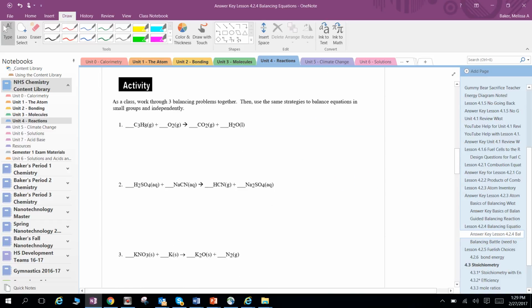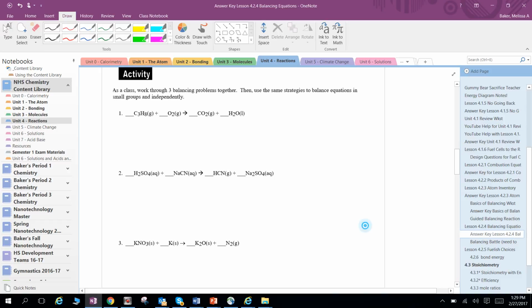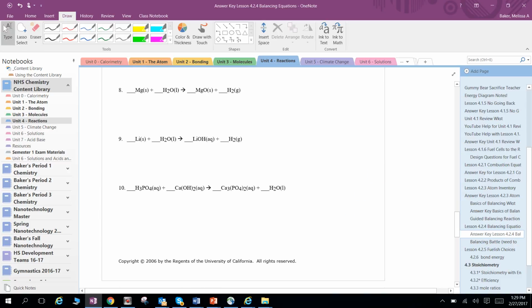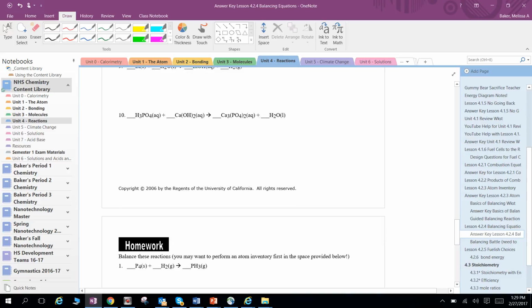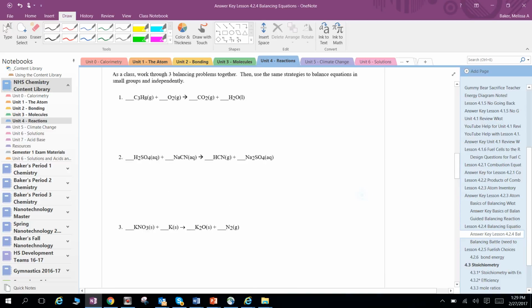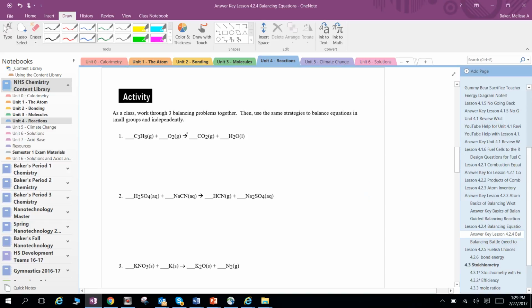So let's look at the activity. It says first work on balancing a few together, and then balance on your own. So there are a total of 10 reactions here to balance. I recommend pausing the video after the first couple and seeing what you can do on your own. So this one has carbons, hydrogens, and oxygens. So we want to balance in that order.